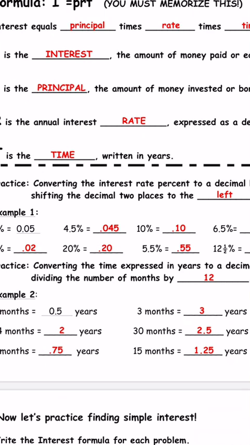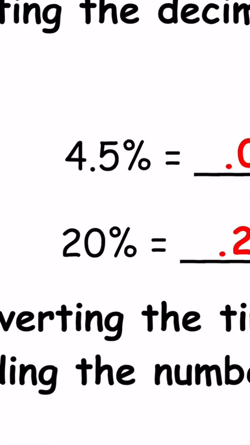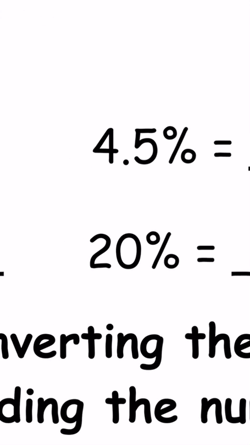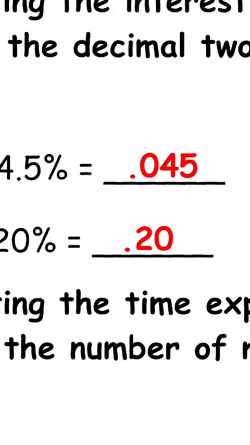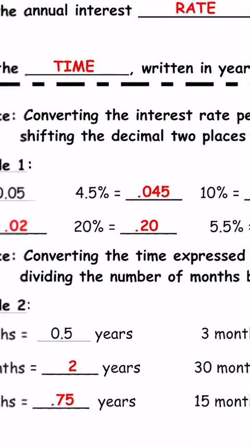And if there is no decimal, it's an imaginary decimal, a decimal that you just can't see, and you start it at the end of the number, such as this number 20. The decimal would actually be behind the 0, to make it now 0.20.